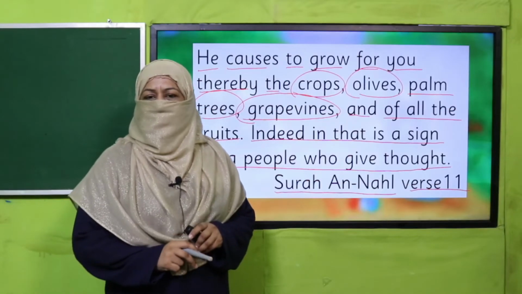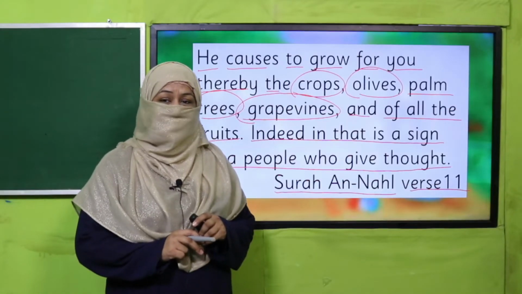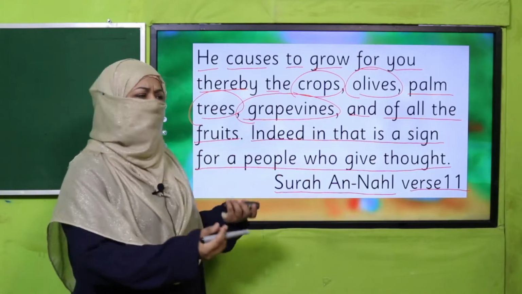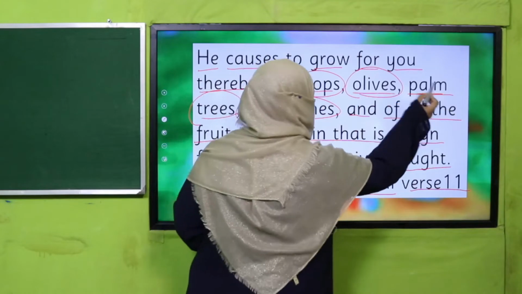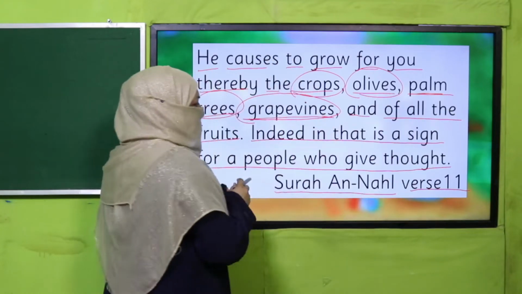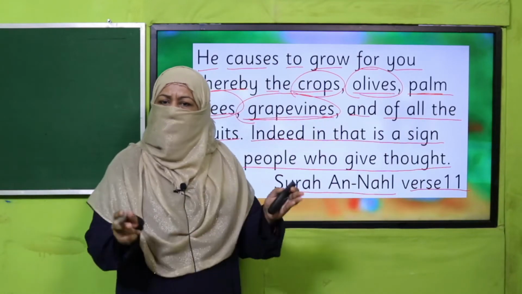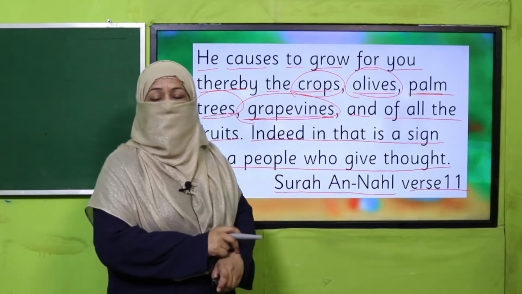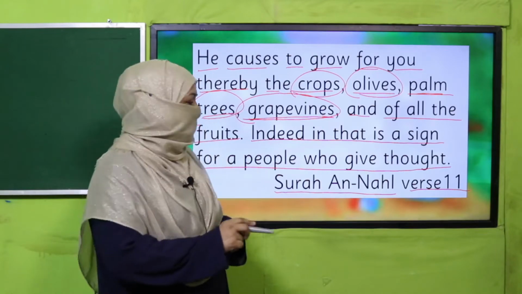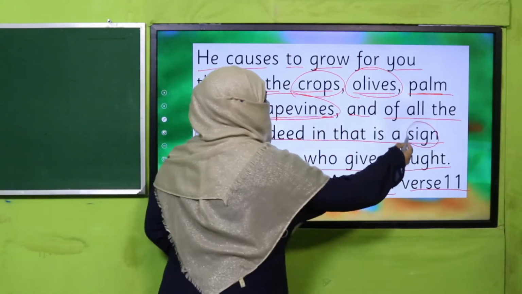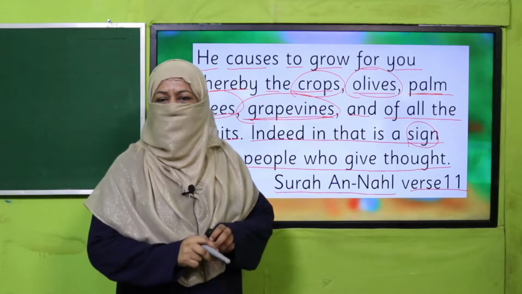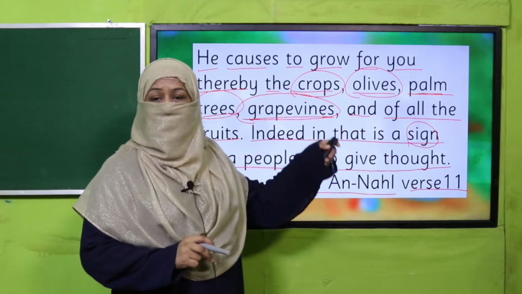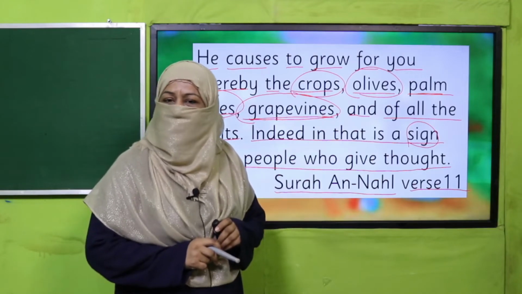Yes, my dear children, as we talked about this verse yesterday, Allah subhanahu wa ta'ala is telling us, have you ever thought that from the same land you can grow crops, olives, trees, grapevines, and they all are different. So who is making them like that? Allah subhanahu wa ta'ala. So beta, Allah is saying these are signs. So for everything what Allah has created, we should be thankful to Allah and we should think about that Allah has created it in such a different way, subhanallah.